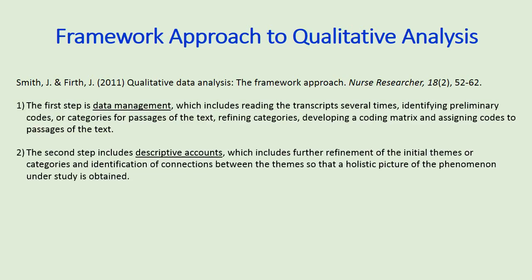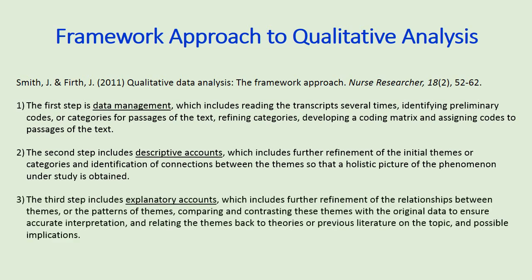The second step includes descriptive accounts, which includes further refinement of the initial themes or categories and identification of connections between the themes so that a holistic picture of the phenomenon under study is obtained. The third step includes explanatory accounts, which includes further refinement of the relationships between themes or the patterns of themes, comparing and contrasting these themes with the original data to ensure accurate interpretation, and relating the themes back to theories or previous literature on the topic and possible implications. These are the types of processes that you'll use for the Assignment 1 qualitative analysis paper.